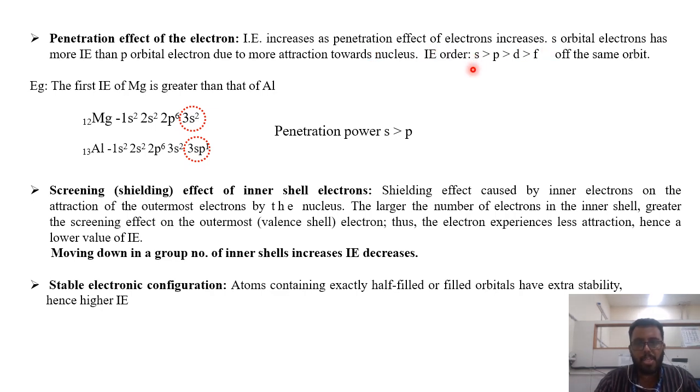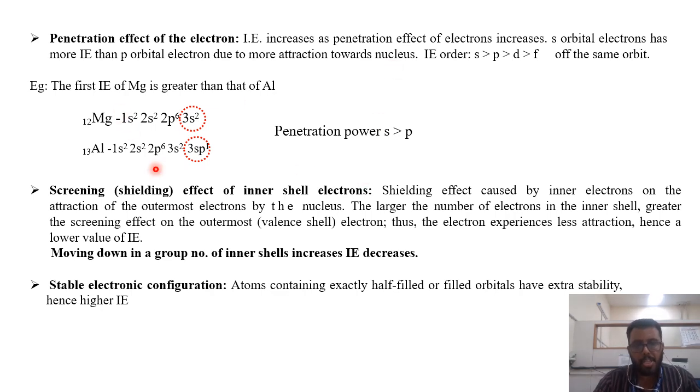So the penetration effect is more for S than P, D and F. As a result, the ionization energy is more for S, then followed by P and then followed by D and F. So S orbital electrons have more ionization energy than P orbital electrons due to more attraction towards the nucleus.